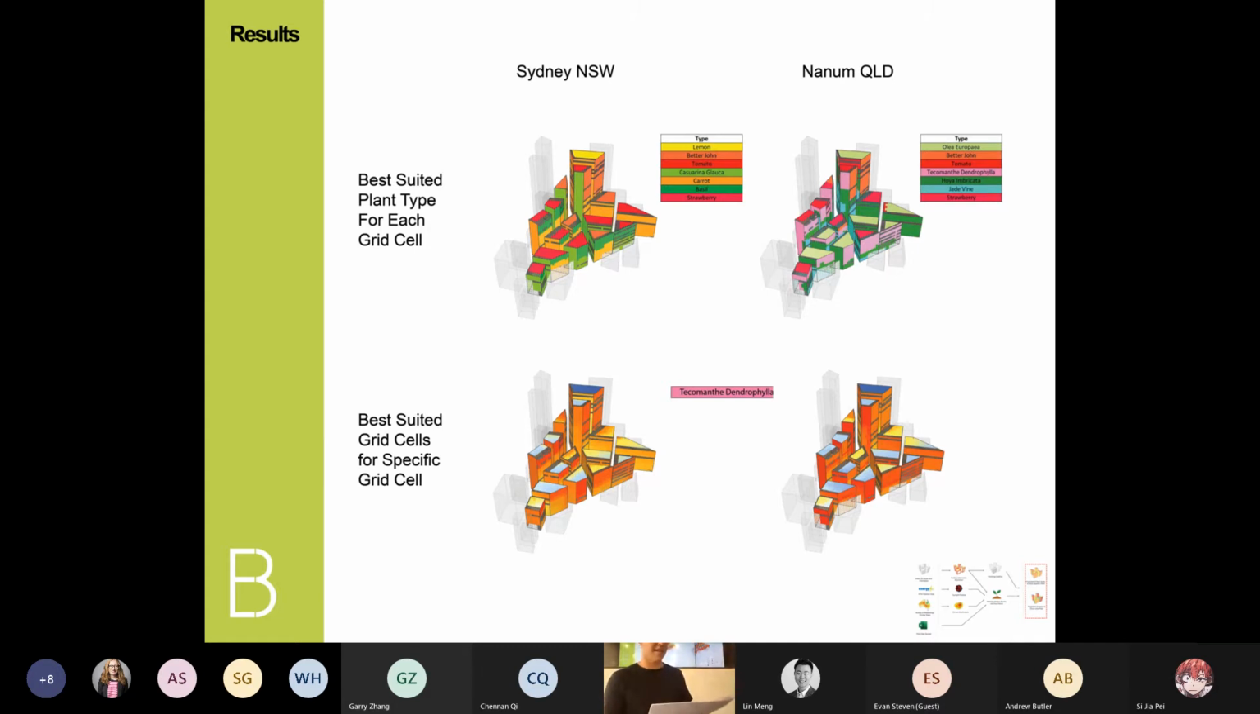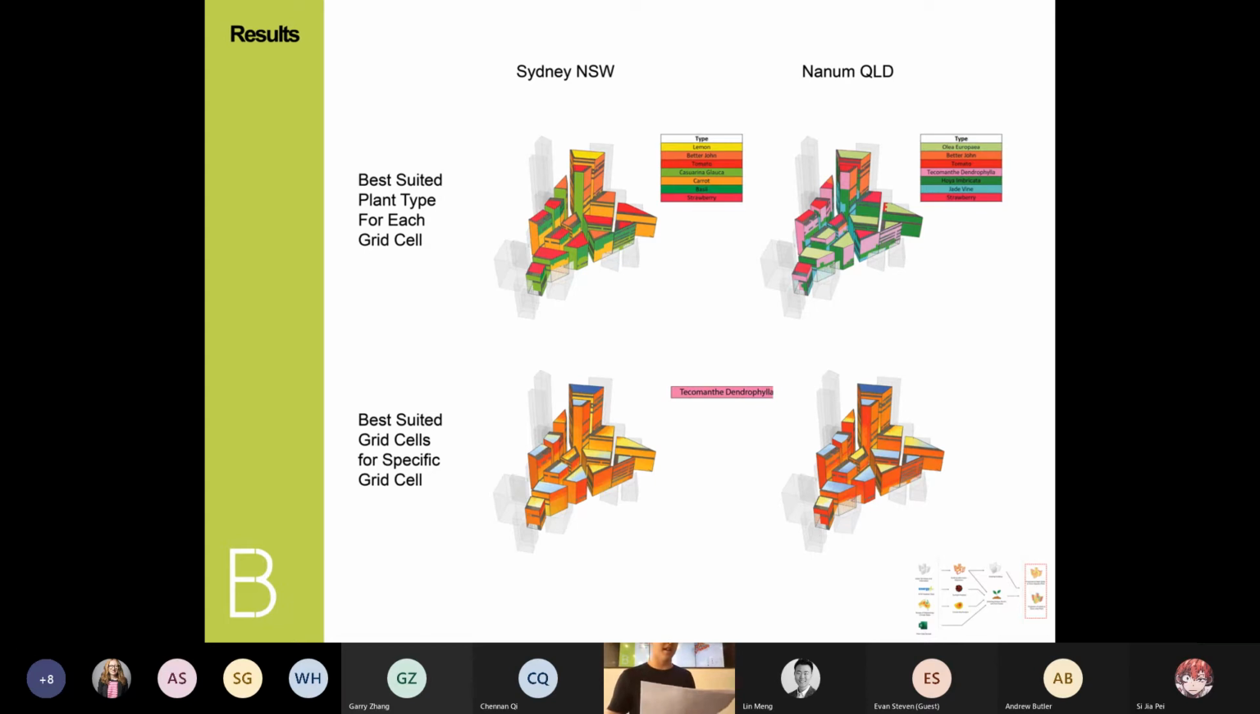Here we can see that both Sydney and Nanham share the same amount of plant diversity, but are better suited for different plant types. The second way is if a user wants to know where the best spaces are to grow a specific type of plant.